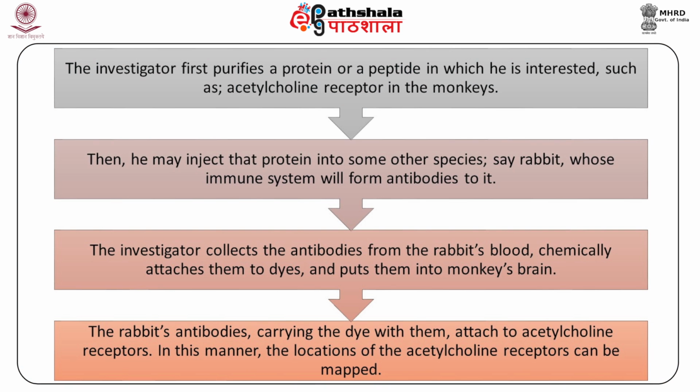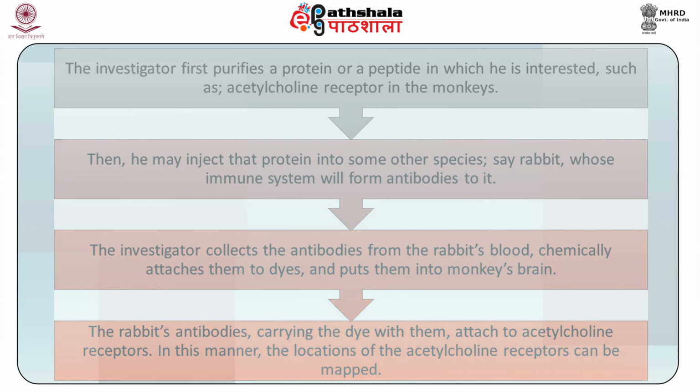The investigator first purifies a protein or a peptide in which he is interested, such as acetylcholine receptor in the monkeys. Then he may inject that protein into some other species, say rabbit, whose immune system will form antibodies to it. The investigator collects the antibodies from the rabbit's blood, chemically attaches them to the dyes and puts them into the monkey's brain. The rabbit's antibodies, carrying the dye with them, attach to acetylcholine receptors. In this manner, the locations of the acetylcholine receptors can be mapped.